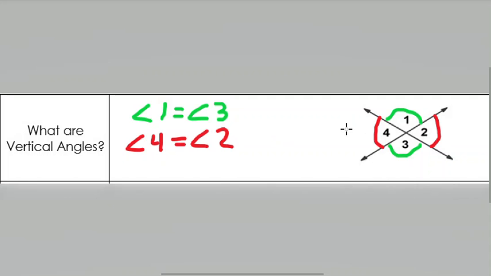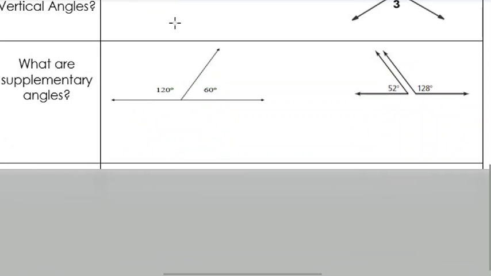So let's say angle 4 was 50 degrees. I don't know if it actually is, I'm just using it as an example. Angle 2 would also be 50 degrees. Let's say angle 1 was 130 degrees. Then angle 3 would also be 130 degrees. Vertical angles are across from each other and they're the same measure. They have the same amount of degrees. They're the same size. So that's vertical angles.